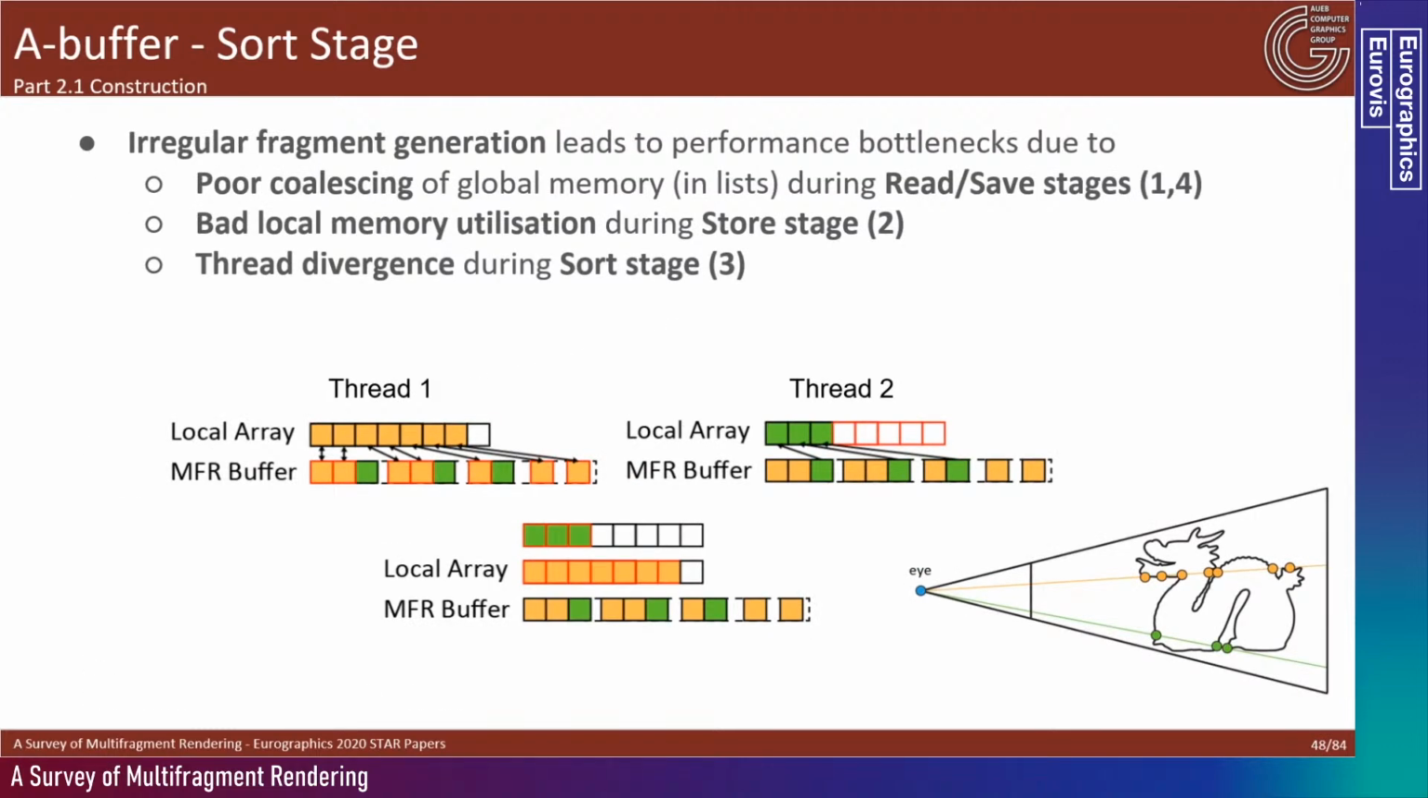In typical environments, the fragment generation is not regular, so the sorting process can actually result in performance bottlenecks. And this is due to several reasons. One is due to poor coalescing of global memory, something that is mostly present in lists during the read and save stages. Second, there's a bad local memory utilization during the store stage, since neighboring threads contain different lengths of fragment lists. And finally, due to thread divergence during the sorting process for the same reasons as before.